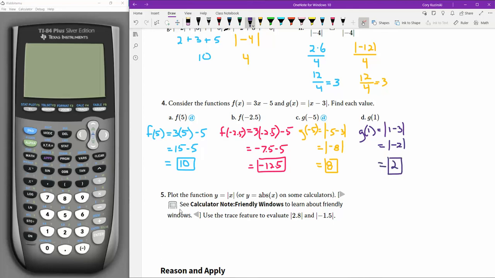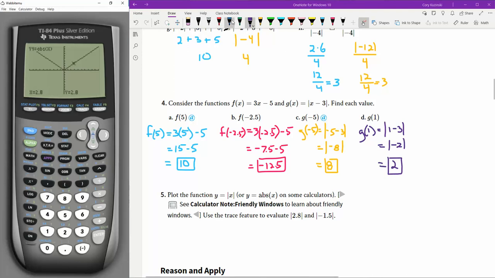And then number 5, plot the function y equals the absolute value of x. Sometimes it shows up like this on a lot of calculators, probably the ones you borrowed from me in yellow. Use the trace function to evaluate these two things. Okay, let's go do it. Let's go to y equals. We'll do math, number, absolute value of x, and we graph it and get this cool V shape. We'll use the trace function and scroll over or just type in 2.8.